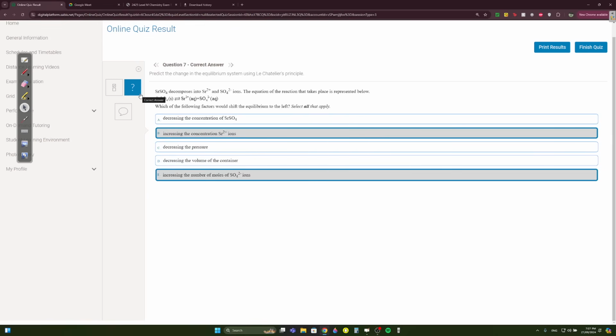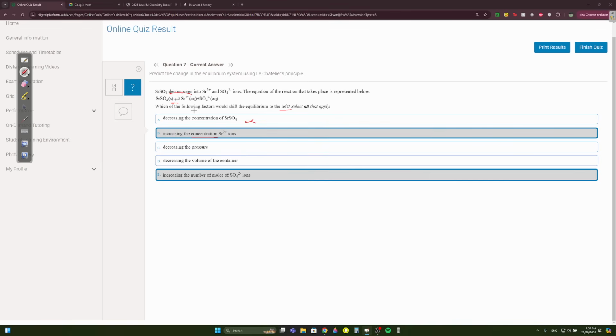Question 7. SrSO4 decomposes into these two ions. The equation is this. Which of the following would shift the equilibrium to the left? They want it to go backward. If you decrease the concentration of SrSO4, how is that wrong? Yeah, I see it now. Before you even check if it's correct or not, first check whether it is a gas or aqueous. In this case it's a solid, so it's definitely wrong. You can't change the concentration of a solid.